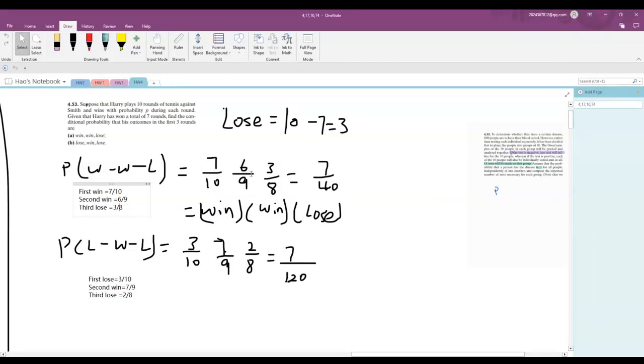So you multiply it to get 7/40, and then the probability of lose, win, and lose is 3/10 times 7/9 times 2/8. You get 7/120 for the first 3 rounds of lose, win, and lose.